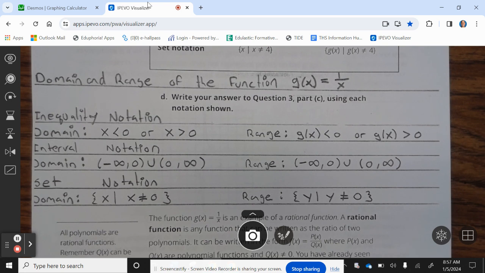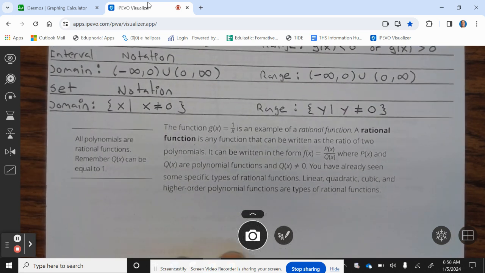Inequality notation. Domain is x less than 0 or x greater than 0. Range is g of x less than 0 or g of x greater than 0. Interval notation. Domain is negative infinity to 0 or 0 to infinity. Range is from negative infinity to 0 or 0 to infinity. Set notation. Domain is x such that x does not equal 0. Range is y such that y does not equal 0.